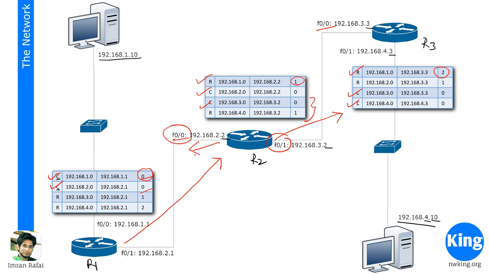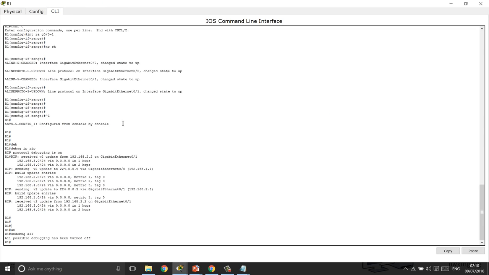Now, if you go back to Packet Tracer, you will see that router 1 is receiving an update from 2.2. What are the networks it is sending? It is sending 3.0 and 4.0. It did not send 1.0 because router 2, it's receiving from router 2, right, 2.2, because the 1.0 and 2.0 networks were learned from this very interface, right? So it's only sending updates about 3.0 and 4.0.